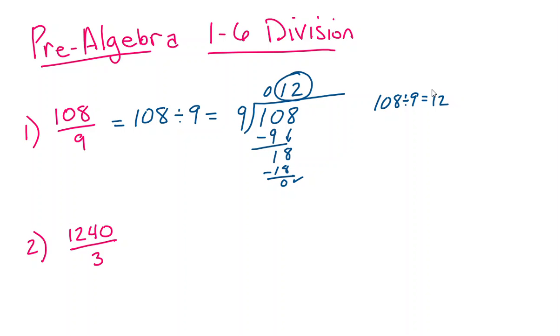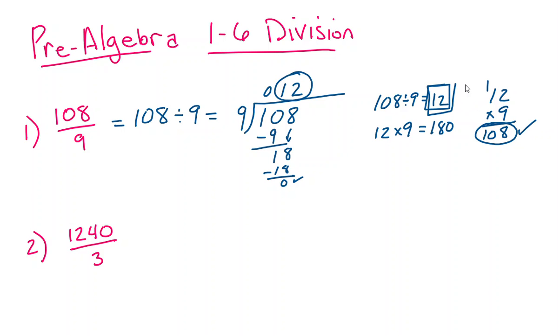Now, let me show you this. We can check our answer because if 108 divided by 9 is 12, then 12 times 9 should equal 108 if we did everything right. So let's try it. 12 times 9. 9 times 2 is 18. Carry the 1. 9 times 1 is 9, plus 1 is 10. 108. Bingo. We got it. So the answer is 12.